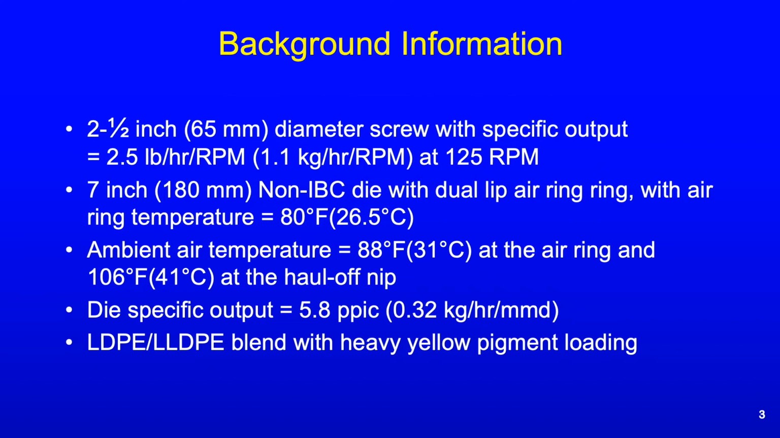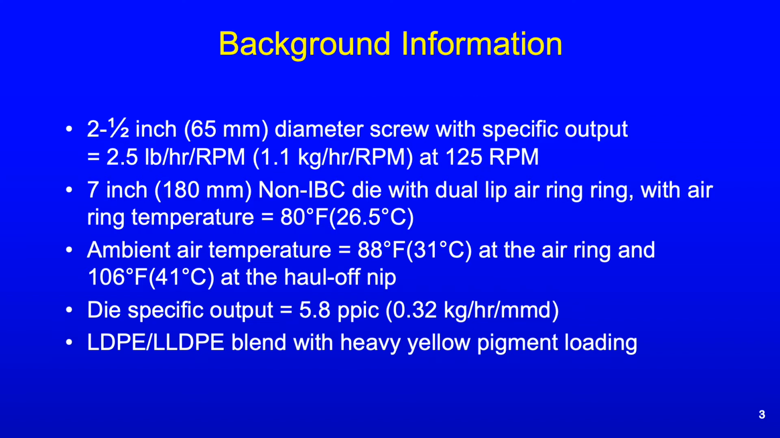First of all, some background. The film line I'm going to look at is a 2.5-inch extruder with a specific output of 2.5 pounds per hour per RPM. It's pumping 145 pounds an hour at 125 RPM. I've included metric units for those who are more comfortable using metric units. One of the reasons I thought the output was so low to begin with is because of the die. The die is relatively small at 7 inches, 180 millimeters.